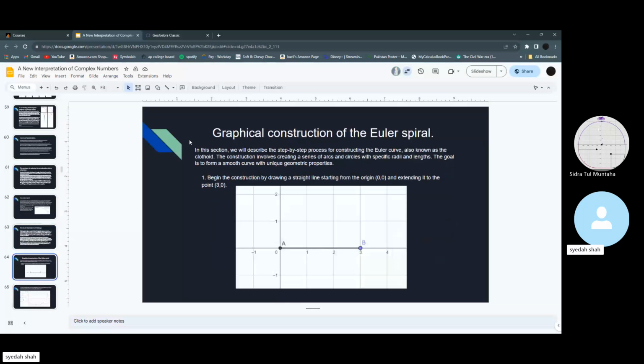Graphical construction of the Euler spiral. In this section, we will describe the step-by-step process for constructing the Euler curve, also known as the clothoid. The construction involves creating a series of arcs and circles with specific radii and lengths. The goal is to form a smooth curve with unique geometric properties. Begin construction by drawing a straight line starting from the origin (0, 0) and extending it to the point (3, 0).